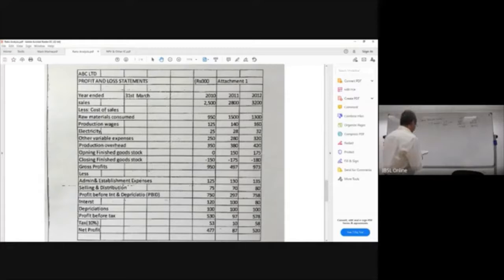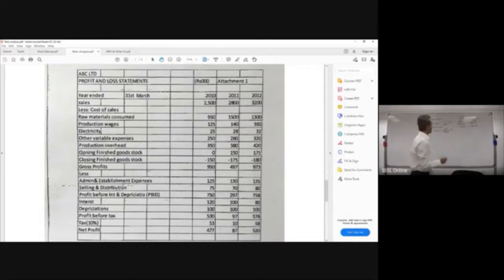Then net profit. The next one is net profit to sales, which is called net profit margin. I'm going into details for the benefit of everyone. Some of you must be specialized in ratio calculation, so excuse me. Net profit margin is net profit divided by sales into 100. So shall we calculate the net profit margin?